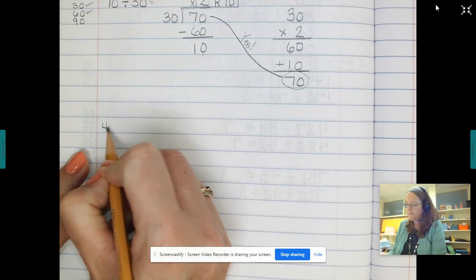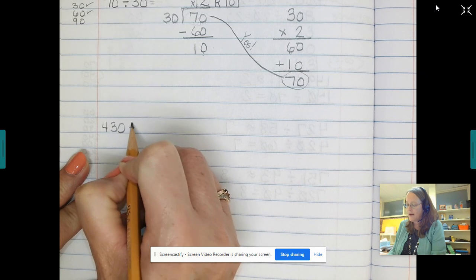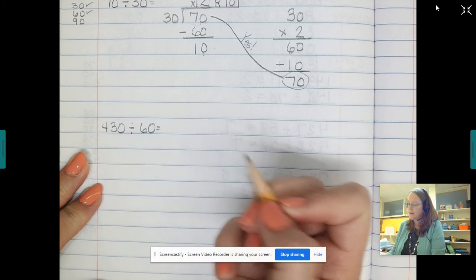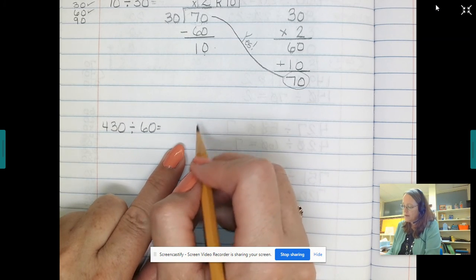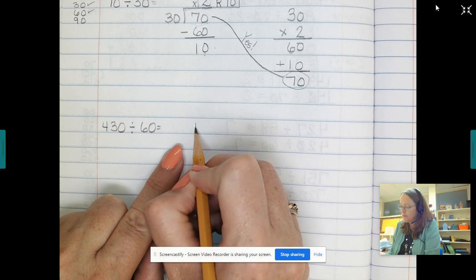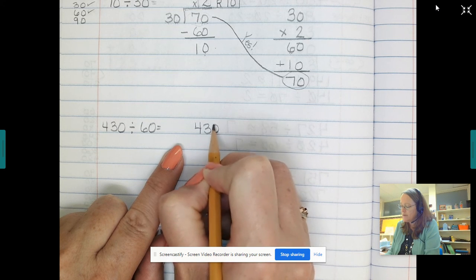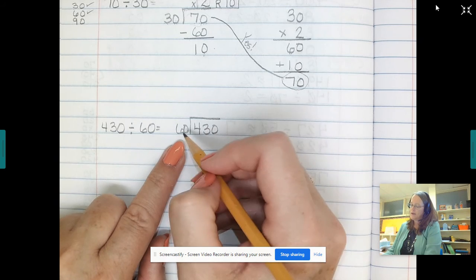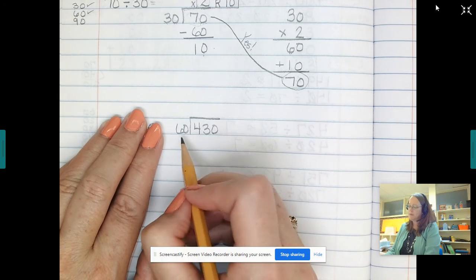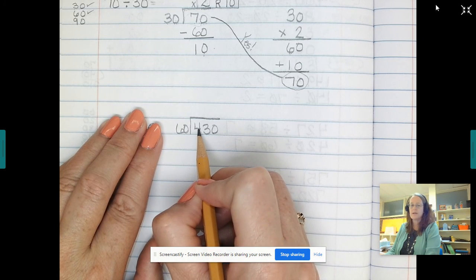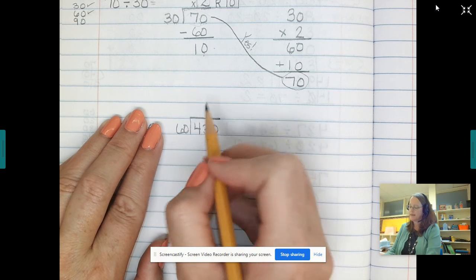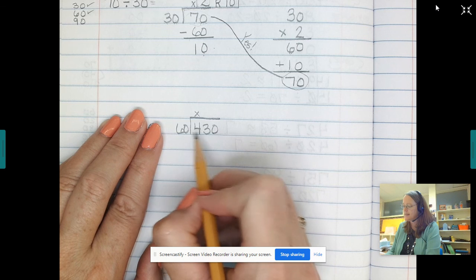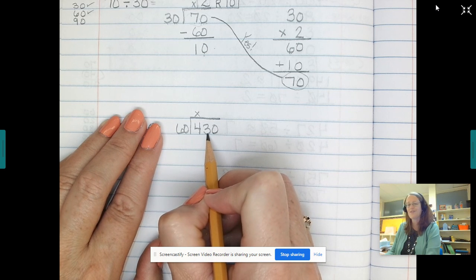430 divided by 60. Let's solve using the standard algorithm. 430 divided by 60. So I'm going to ask myself, how many times does 60 go into 4? It won't. How many times does 60 go into 43?